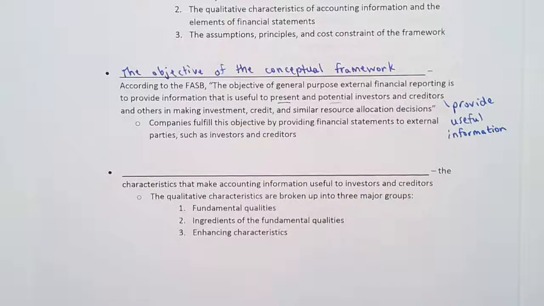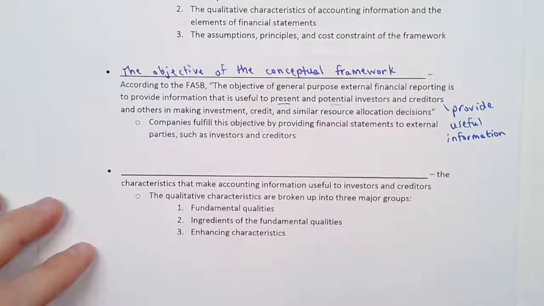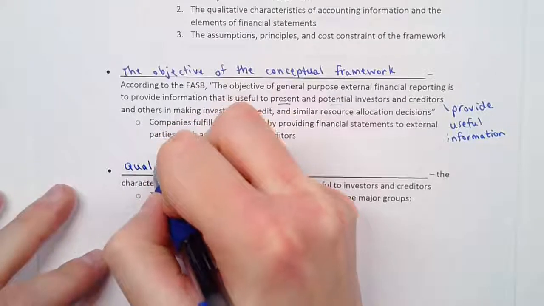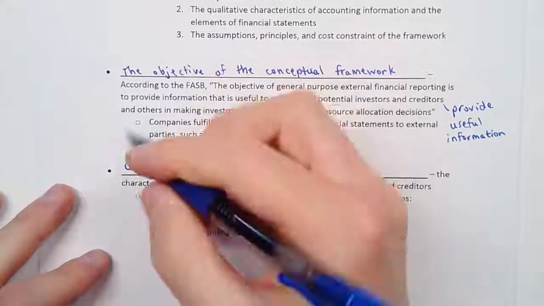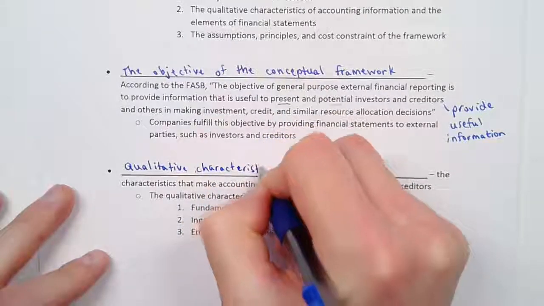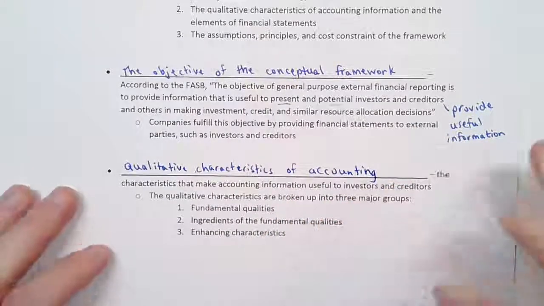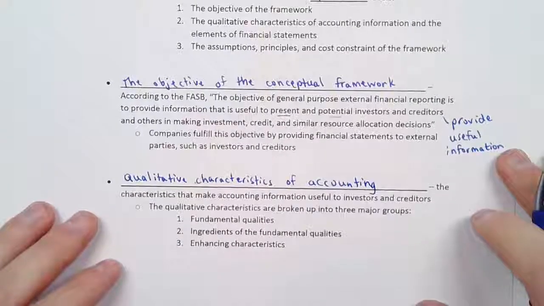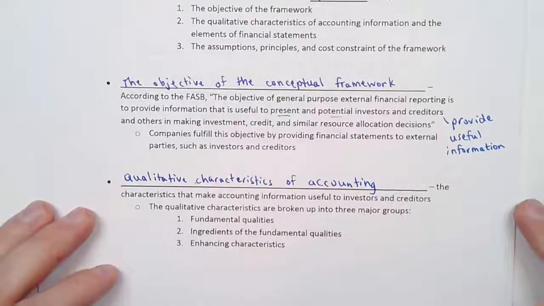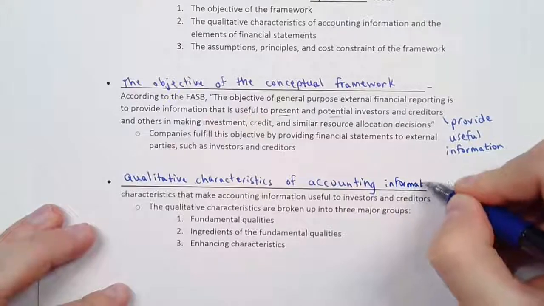Next we have the second level of the conceptual framework, which is the qualitative characteristics of accounting information. We're breaking up the second level a little bit. As you can see towards the top of the page, you have a couple of things there, but we're first going to go through the qualitative characteristics of accounting information. Make sure you have that there.